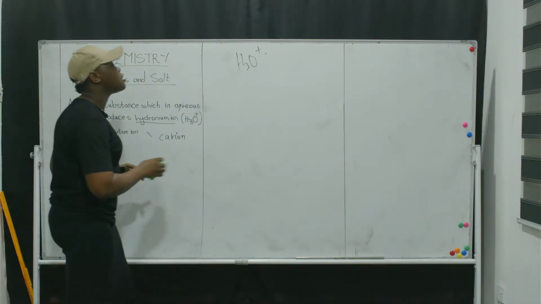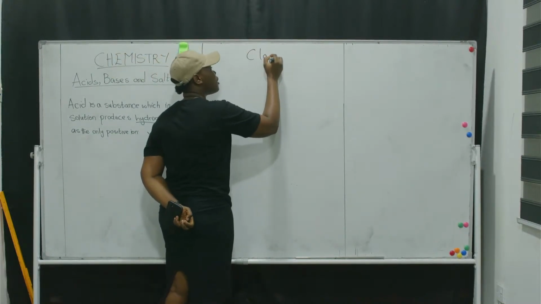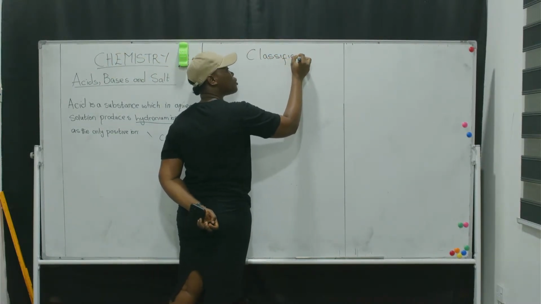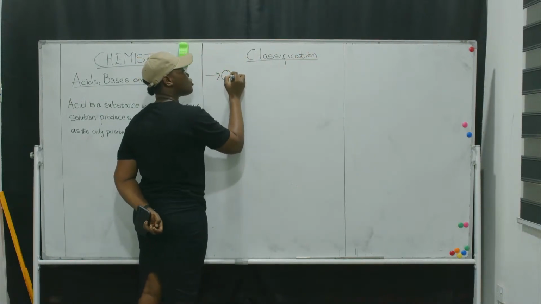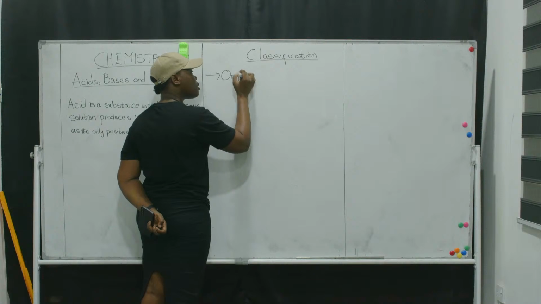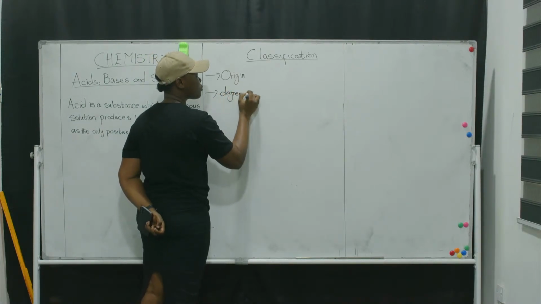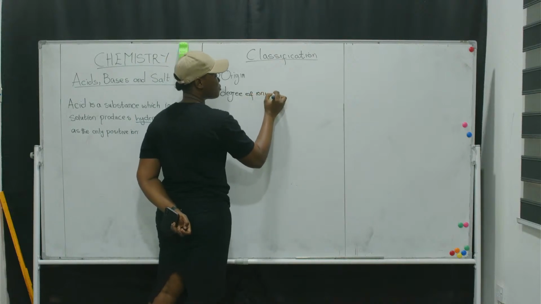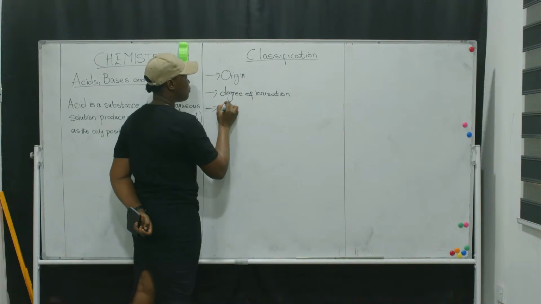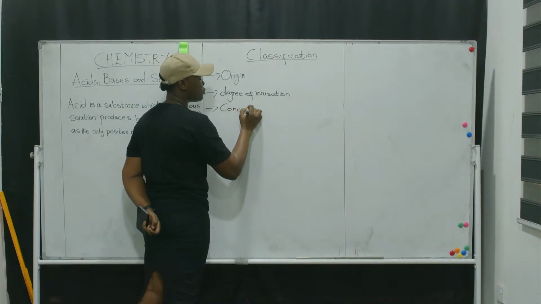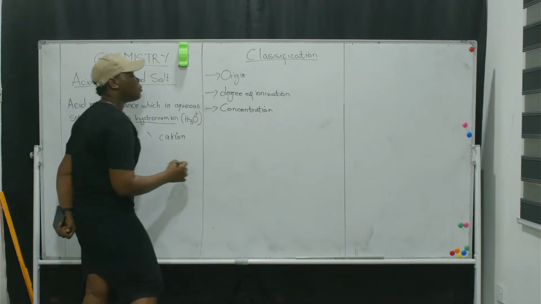So let's consider some classification of acid. You can classify acid based on their source, or rather, origin. We're considering it under three: based on source, or let's say origin, based on the degree of ionization in water, and based on concentration. Let's start with origin.